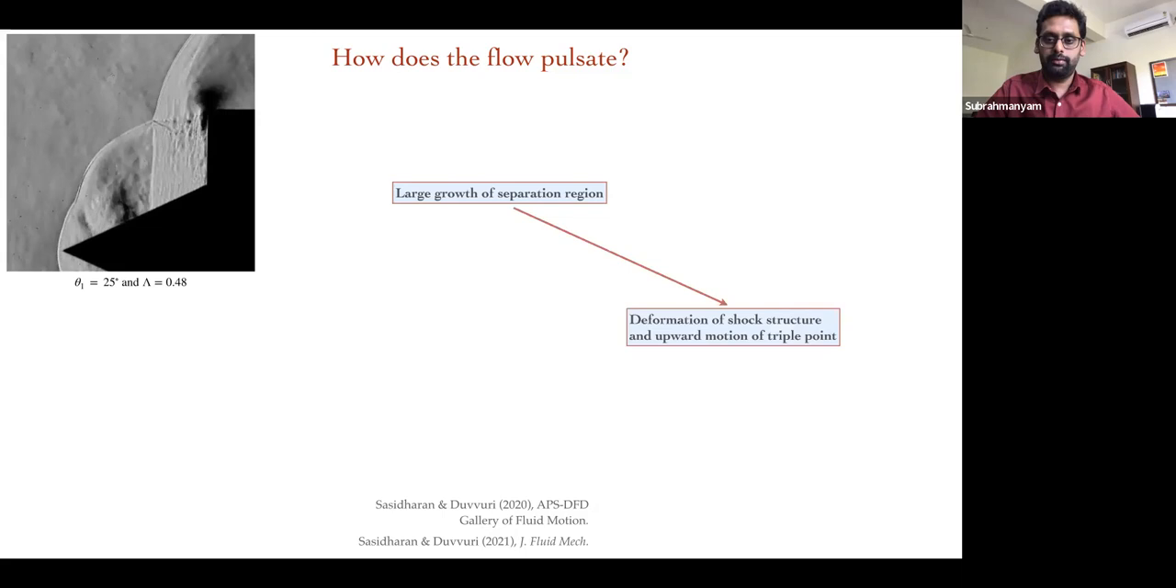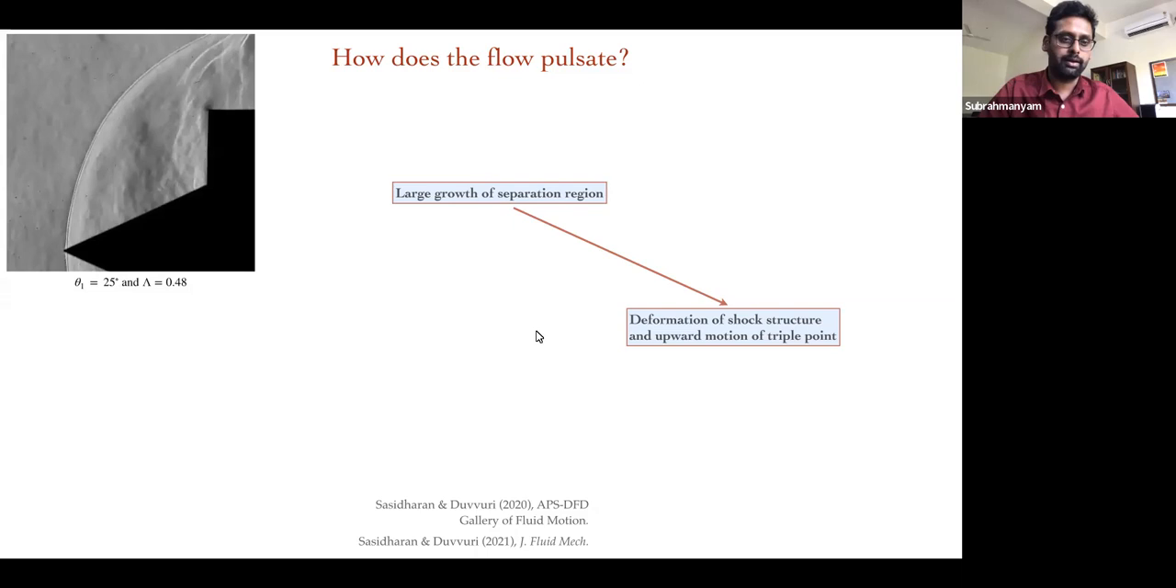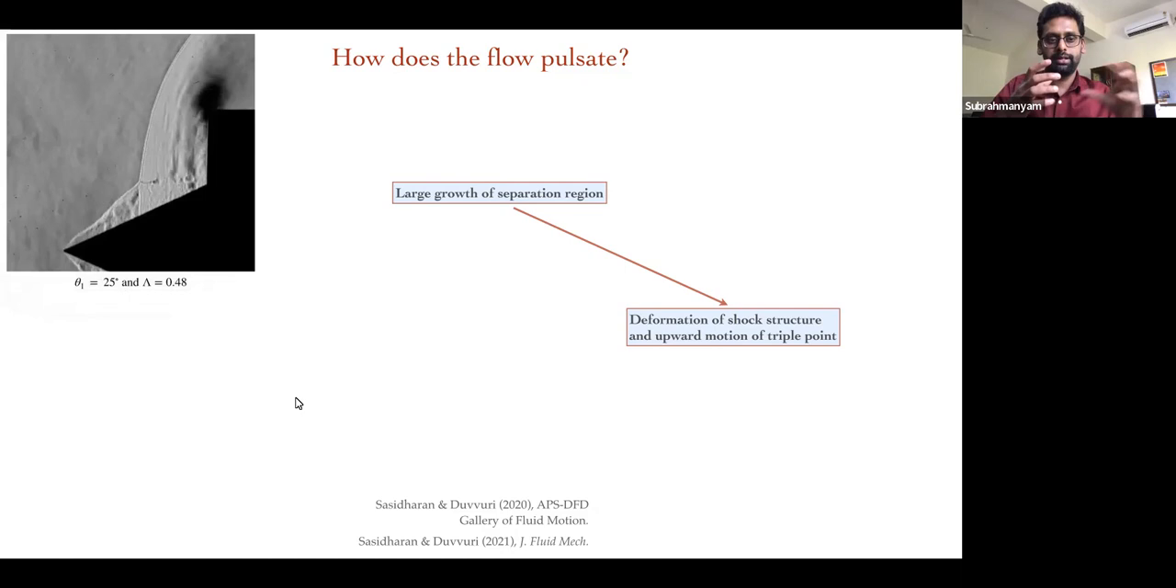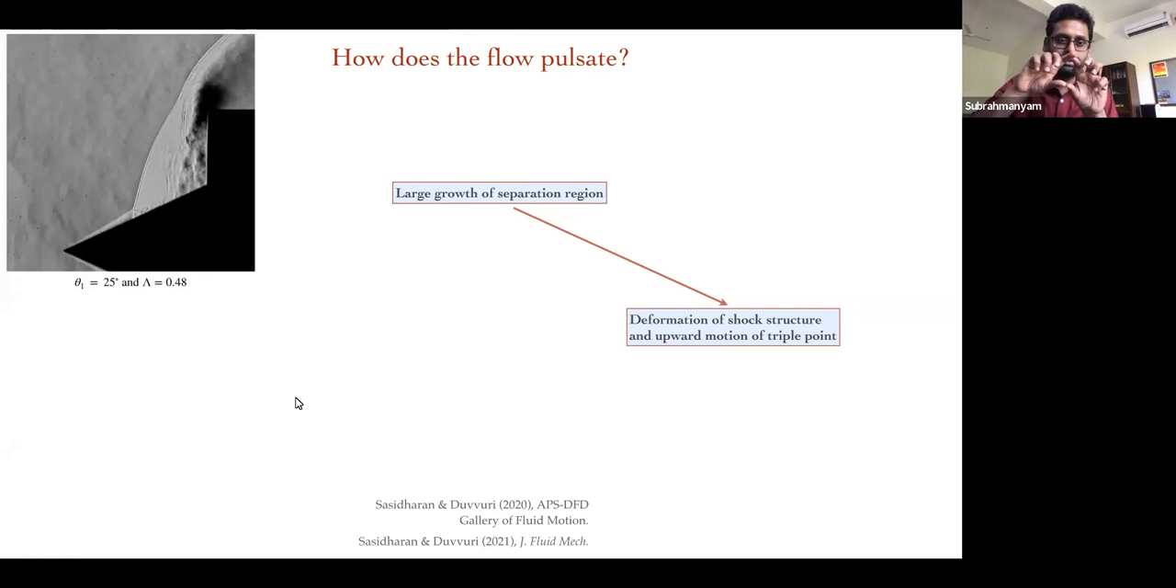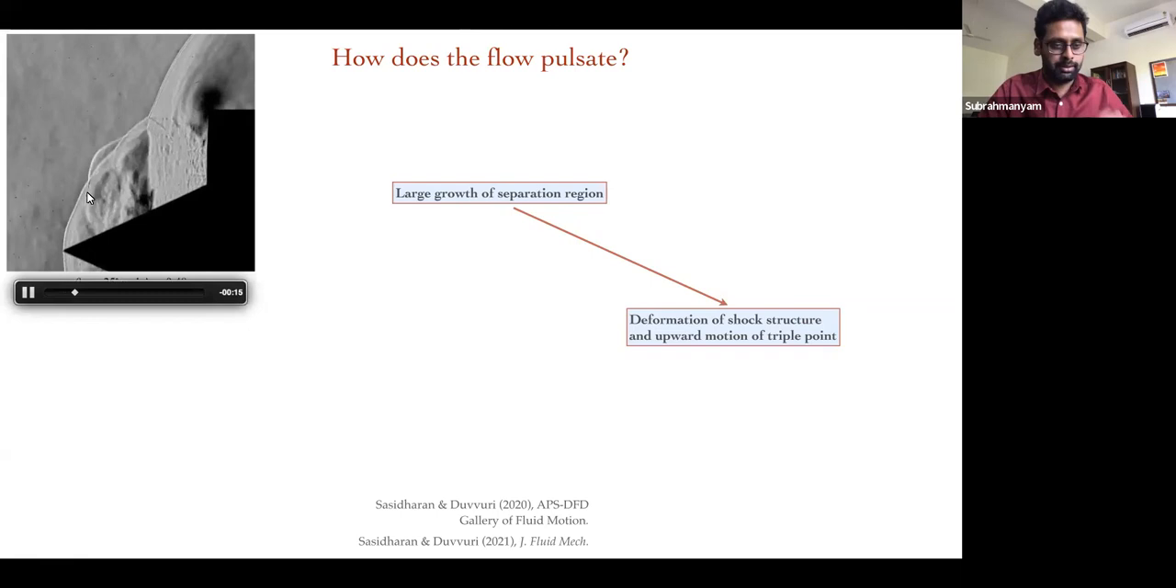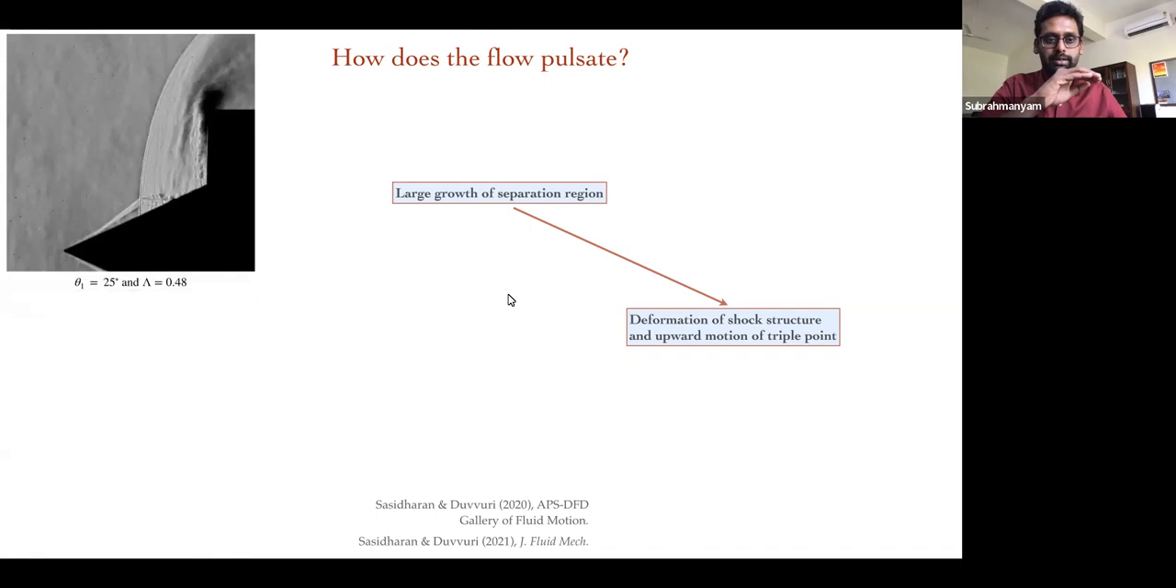So with that, because you have this unsteady separation region that is growing in time, the shock structure upstream of the separated flow is continually deforming, as you can see in the Schlieren video. So you have mass accumulation in the separation region. So the incoming high-speed flow is effectively seeing a bluffer body. It doesn't see a sharp cone, but it sees sort of a bluff body. So that's why you see this deformation of the shock wave, right? It doesn't always remain a nice cone shock. It starts to deform as the separation region grows.